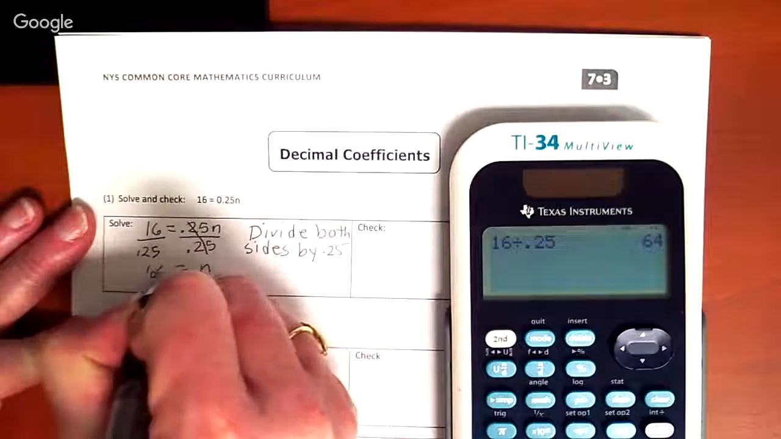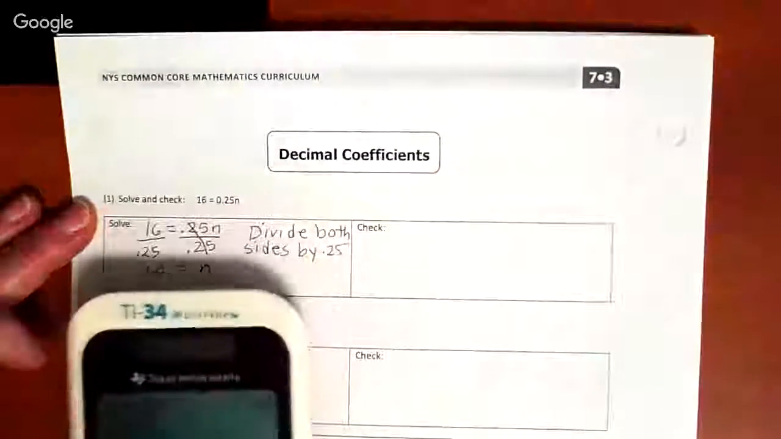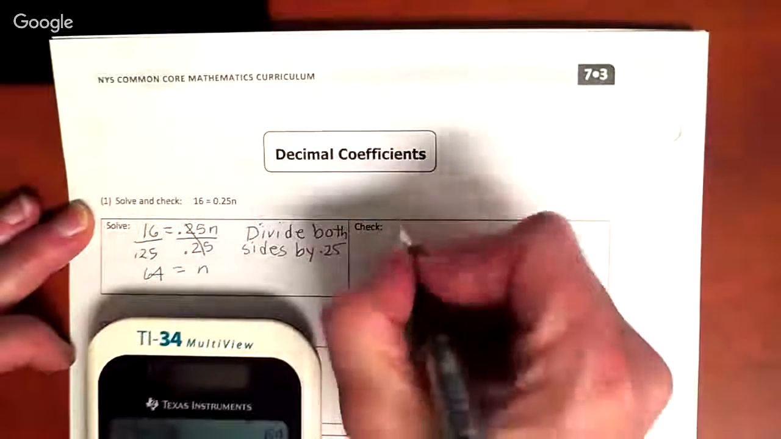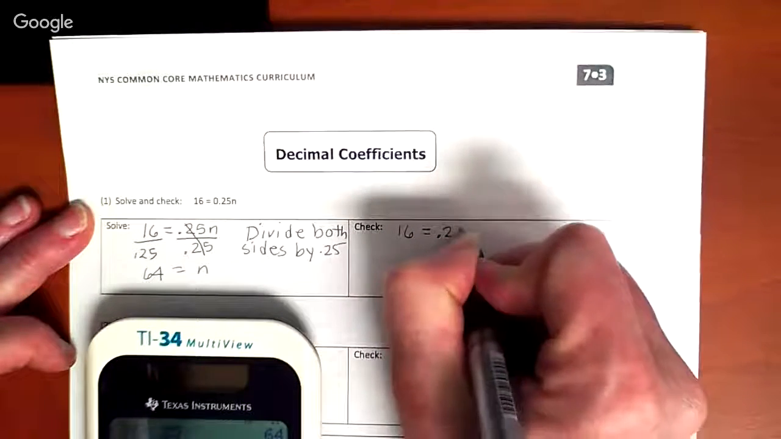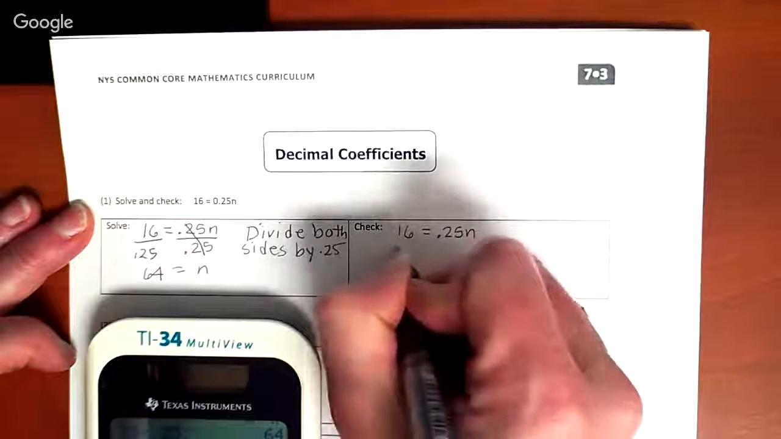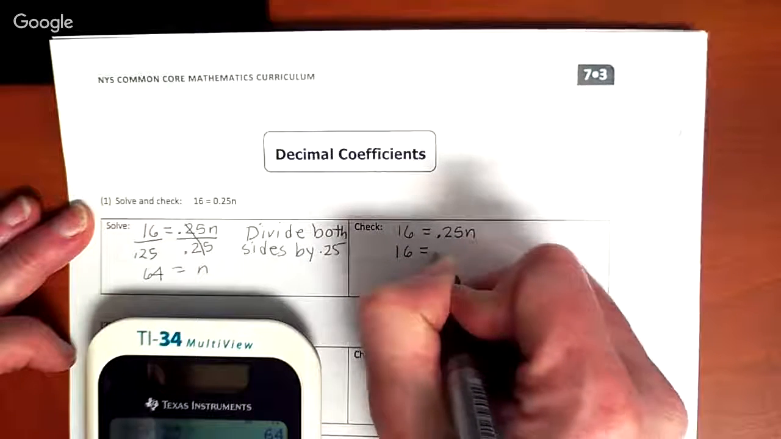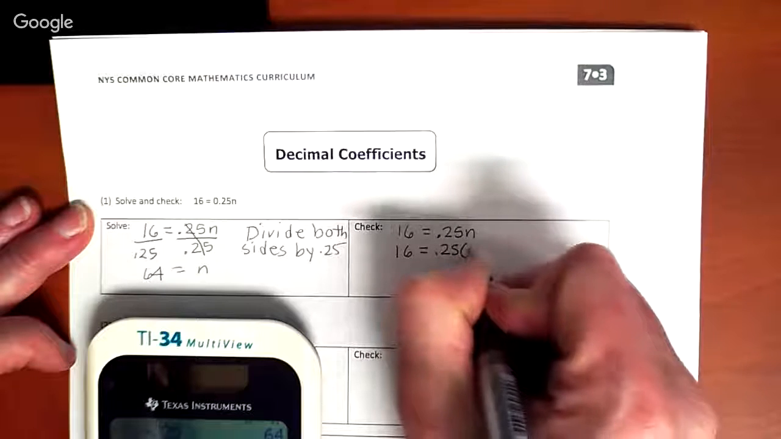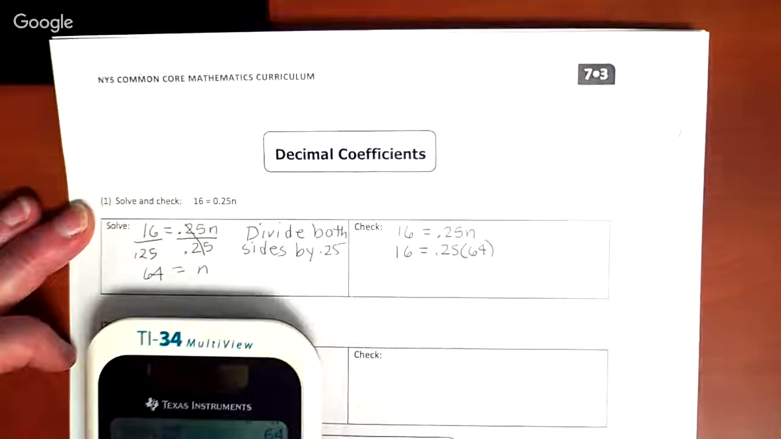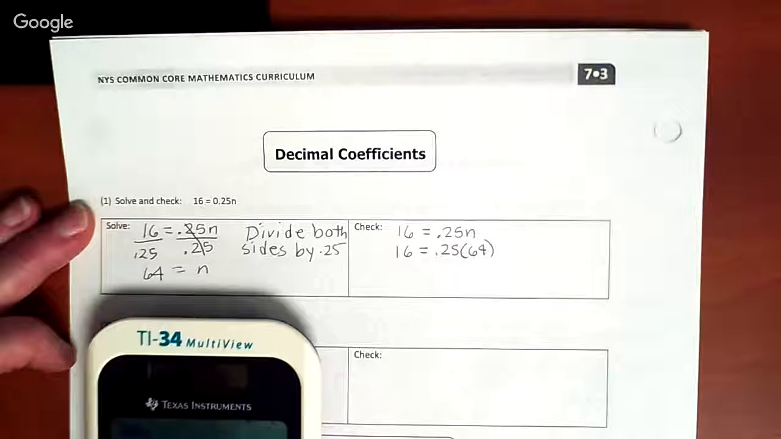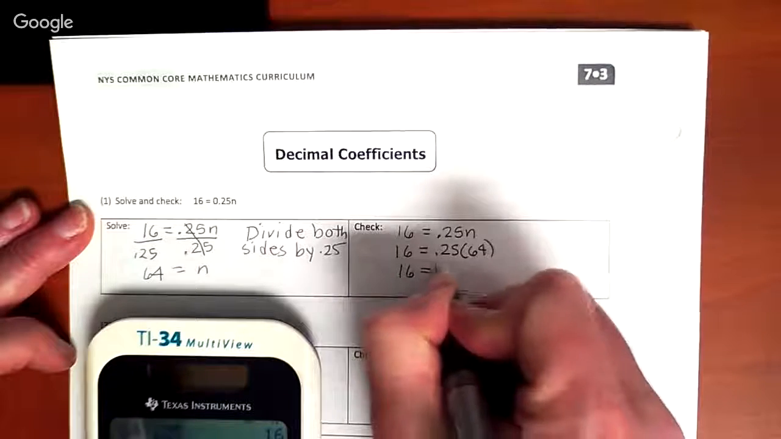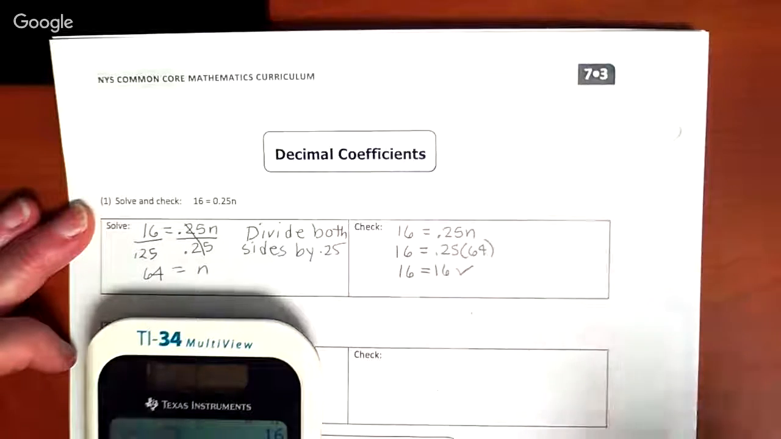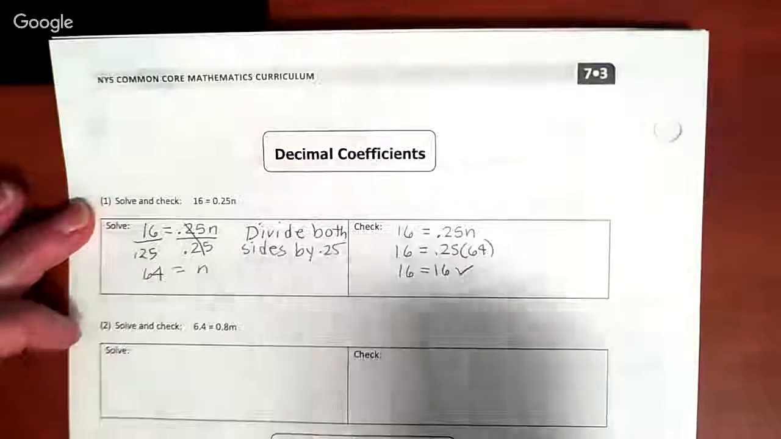So again, to check our work, we have 16 equals 0.25n. 16 equals 0.25 times 64. So let's multiply that. 64 multiplied by 0.25 equals 16, and that is what we are looking for. And it checks. Okay.